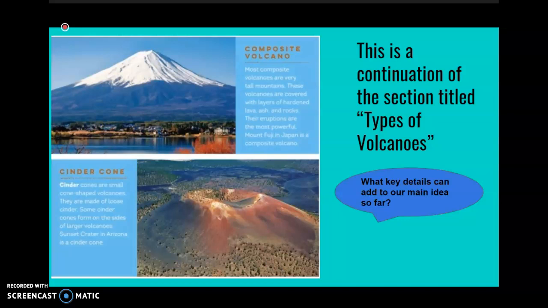I'm going to give us one moment and then we are going to continue. So how does the text feature photographs help me to better understand this part that we're getting ready to read? And Jeremiah, if you're still there, I need you to participate as well.